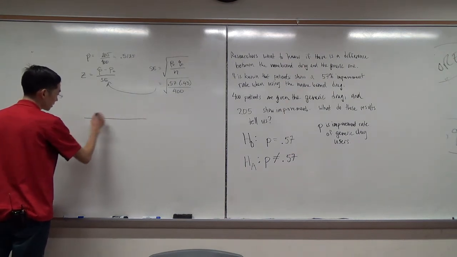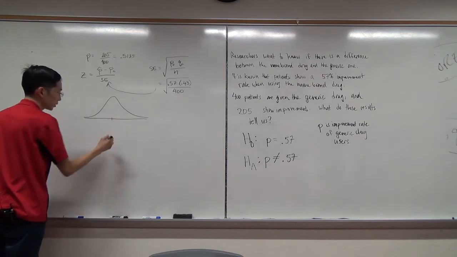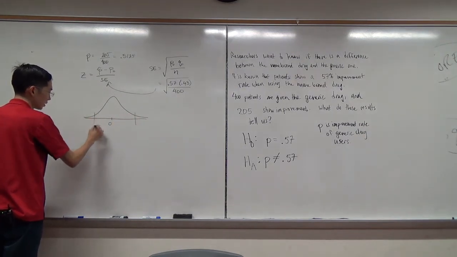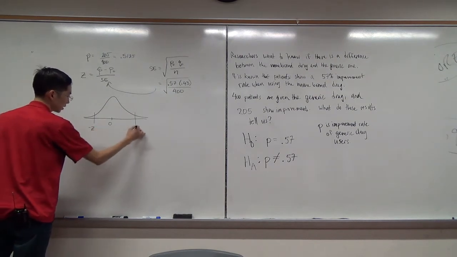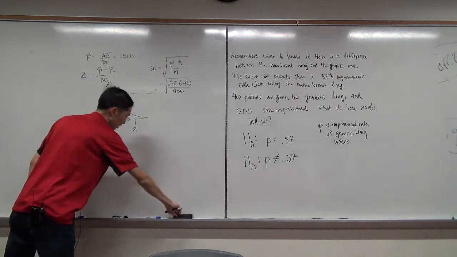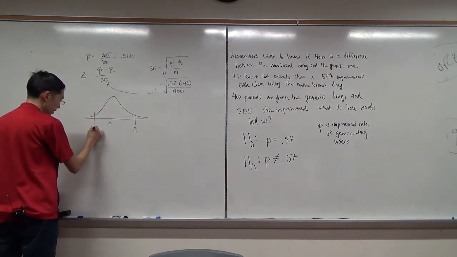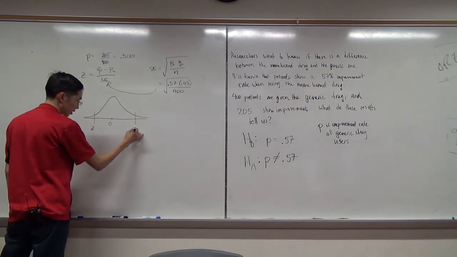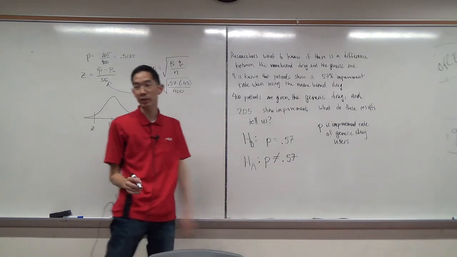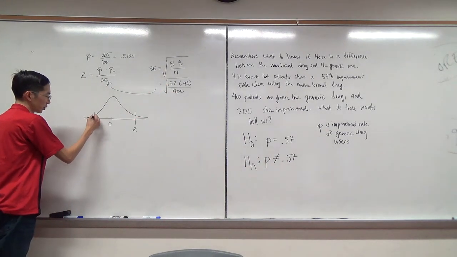And then whatever our z-score is, we go to our z-table, and we look up both the plus and minus versions of z. Because we have a not equal sign, we have a two-tailed test, so our p-value is the total area in both tails.